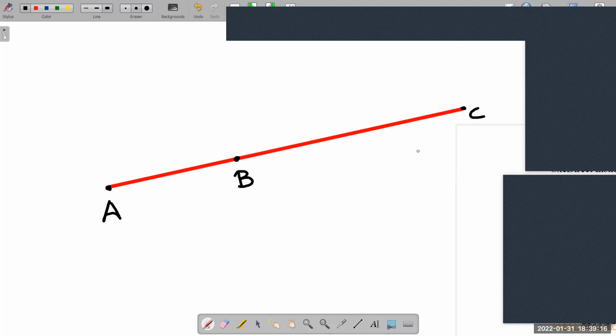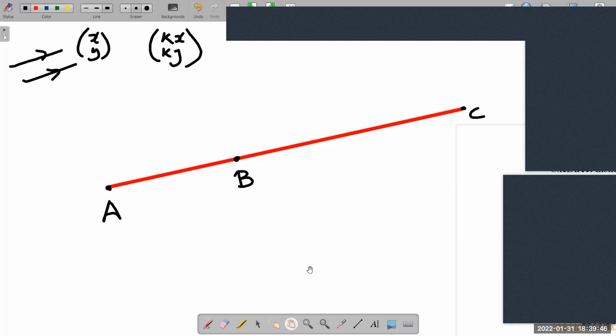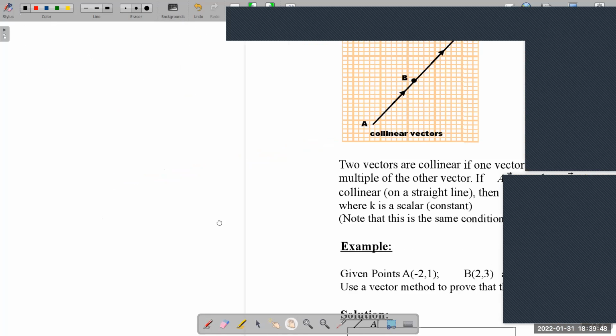So we need to be able to prove that. What have we been able to prove so far? We are able to prove if 2 lines are parallel, and we know how to look for that: if one vector is a multiple of the other. So if we have x, y for one, the next one would be kx, ky. Agreed? So how do we determine if 3 points are collinear? It's literally the same thing. Let's take a look at what we have here.